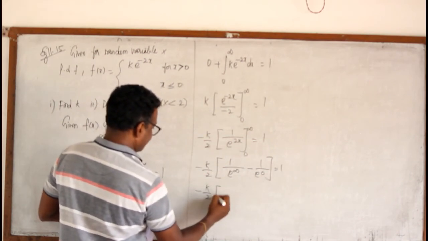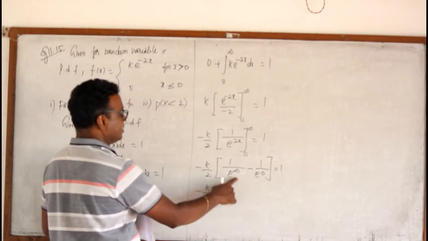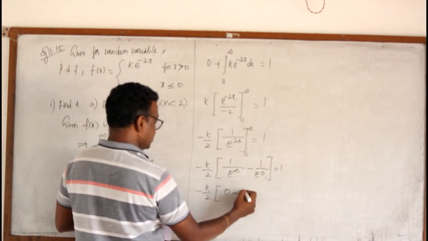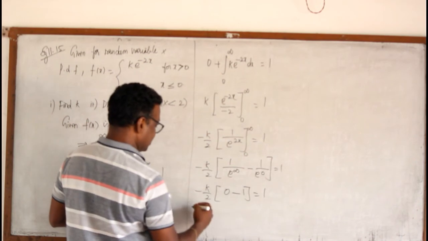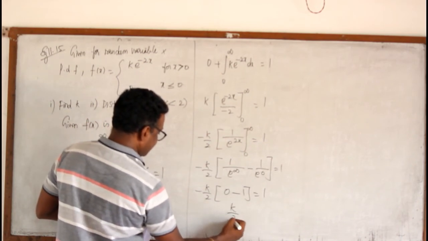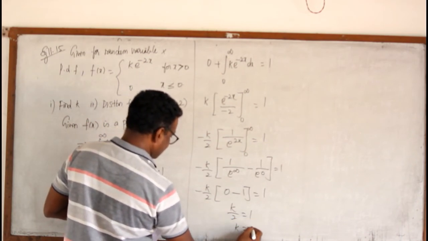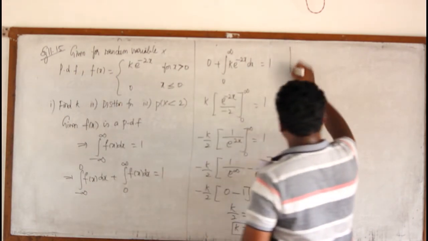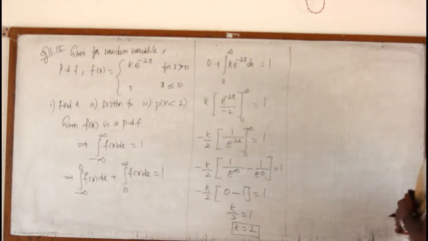Minus k by 2. E power infinity is infinity, so 1 by infinity is 0. E power 0 is 1, so 1 by 1 is 1. So it is 1. When you multiply, k by 2 equals 1, so k equals 2. This is the first question.